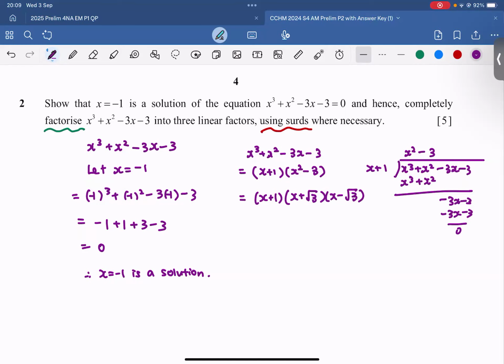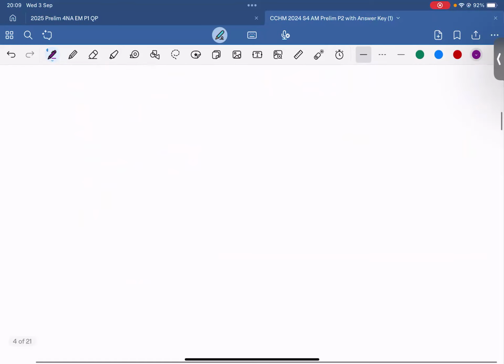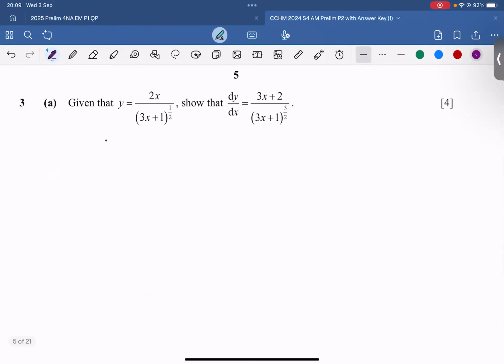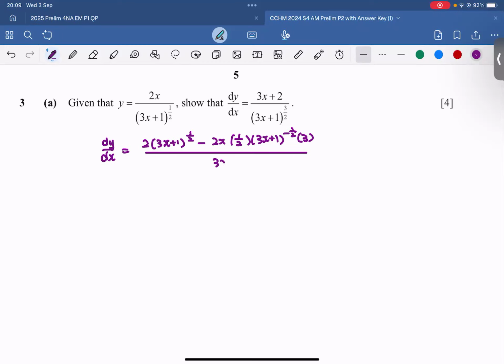Okay, next. Given this, show that dy/dx is this. To differentiate this, we apply quotient rule. To differentiate 2x is 2. Copy this down. Minus is a minus. Copy the numerator. Differentiate the denominator. Power bring down. Power minus 1. Differentiate inside. And then you square the denominator. It becomes 3x plus 1. Okay, what do we do next? We simplify the back part first. That will give me minus 3x.